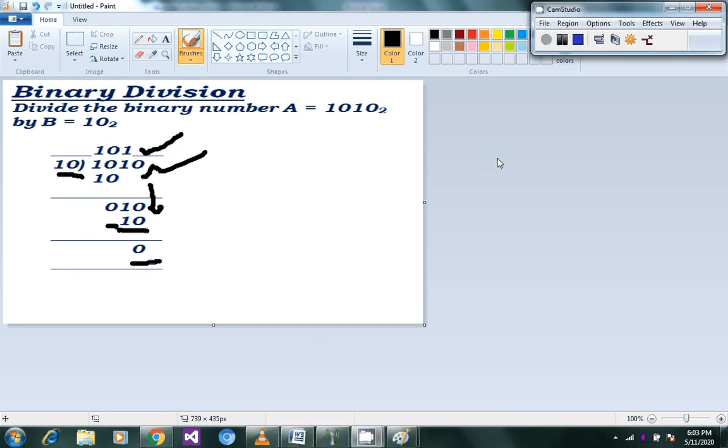This is all about binary arithmetic: division, addition, multiplication and subtraction of binary numbers. So this is all about the first chapter, that is the number system, given in your book.